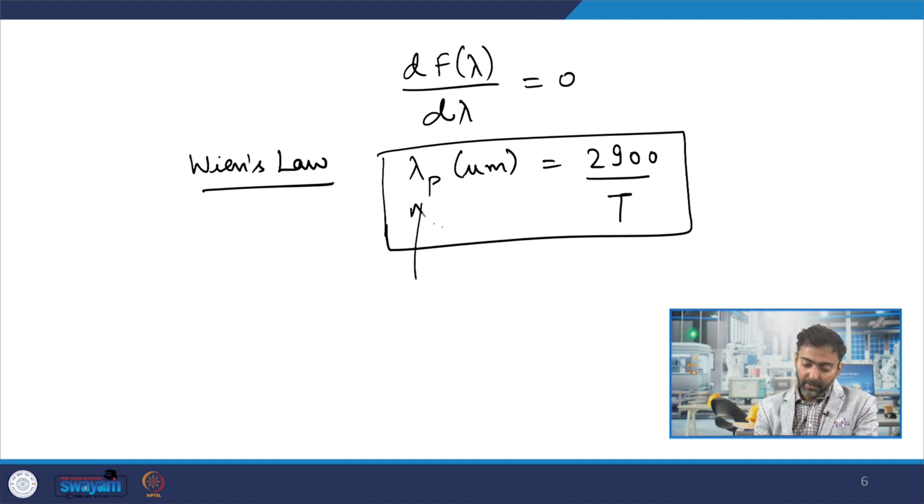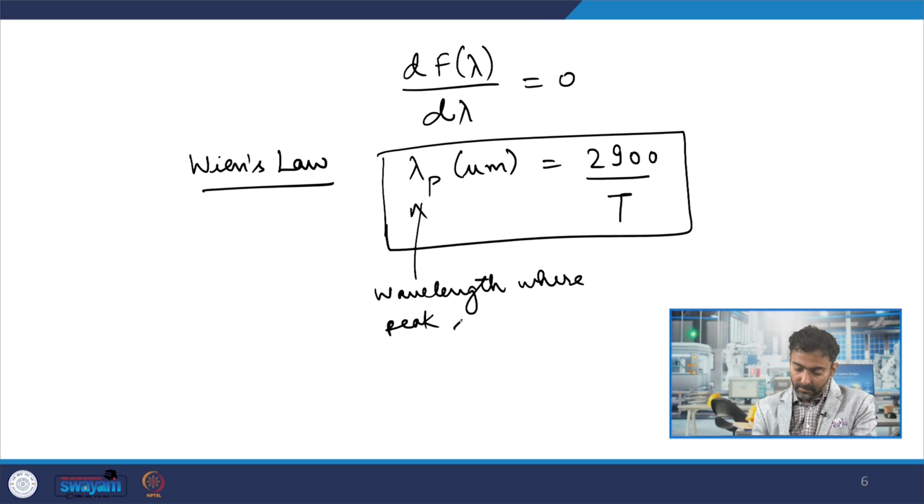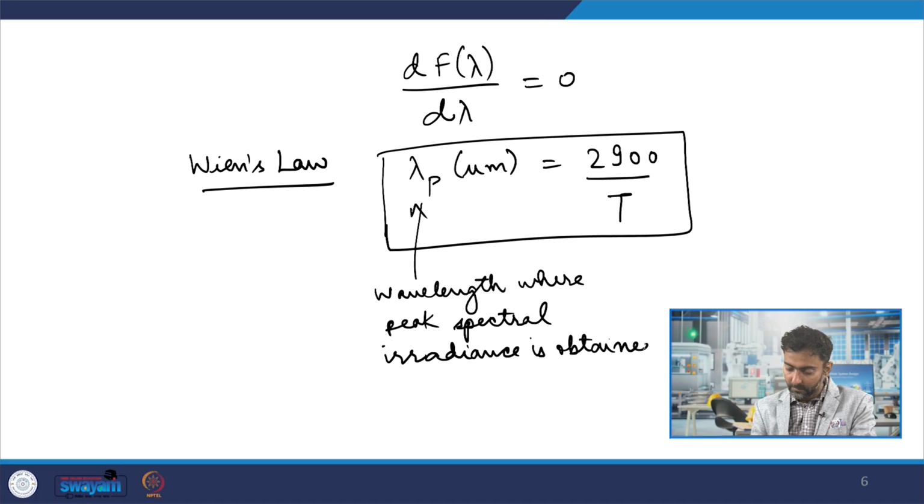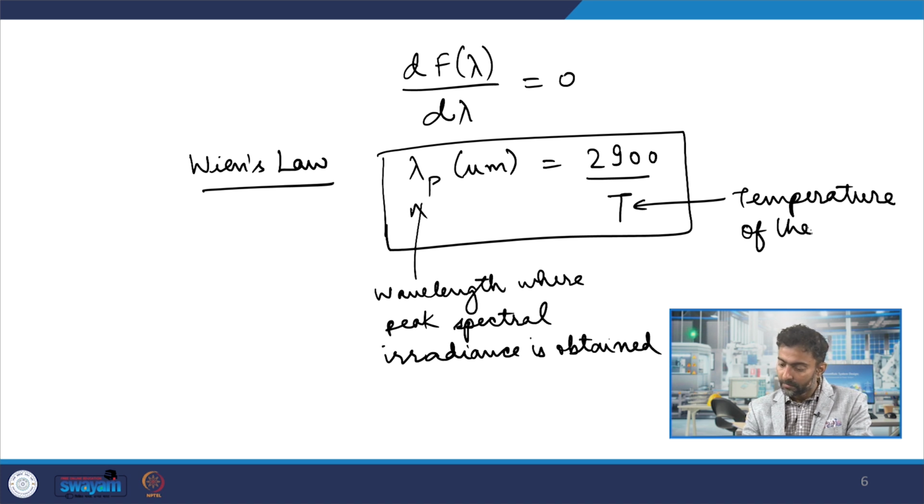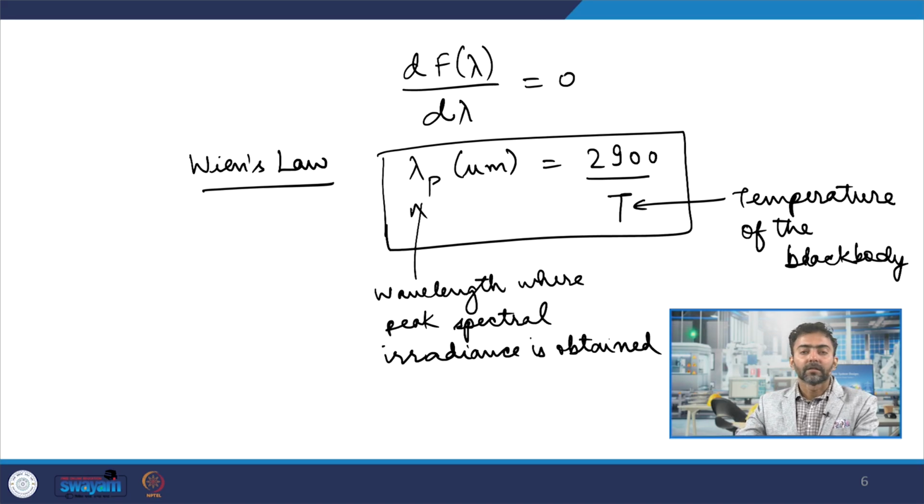So here lambda p is the wavelength where peak spectral irradiance is obtained, and T is the temperature of the black body. So that's a very interesting result.